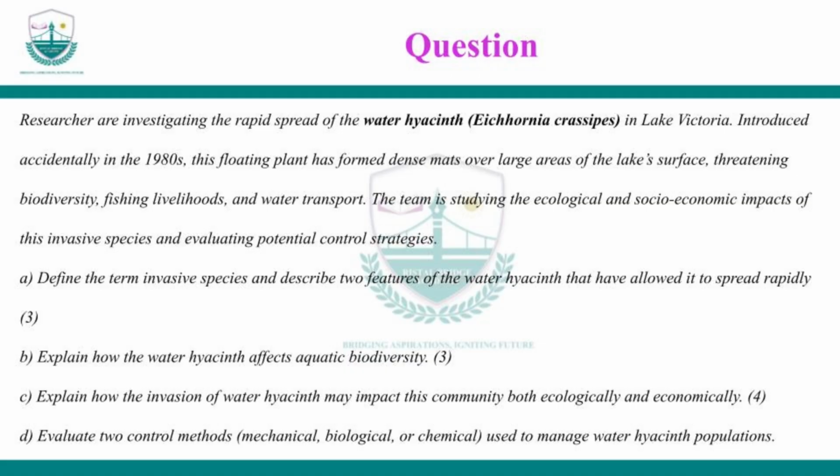Let's summarize what we've covered today. Invasive species are non-native organisms that cause environmental, economic, or health damage. They spread due to human activity and thrive because of traits like rapid growth and high dispersal. Water hyacinth affects biodiversity by blocking light and reducing oxygen. Invasive species damage ecosystems and human livelihoods.